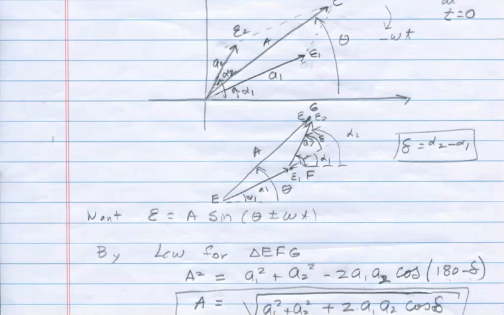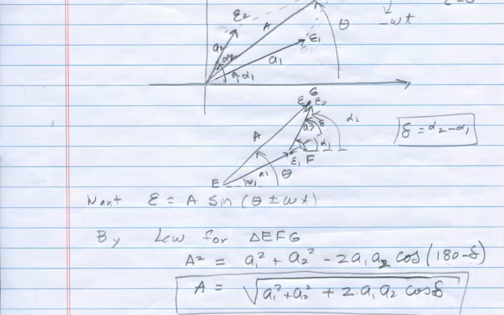And one way that you can get it is the following. If you look at this triangle EFG, so triangle E right here, F is this point, and G up here, I've got a triangle, and I can use the law of cosines on it.